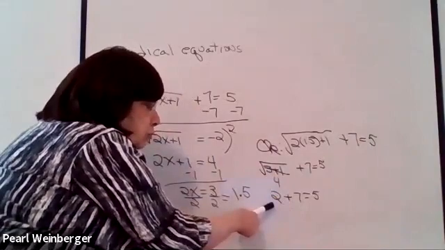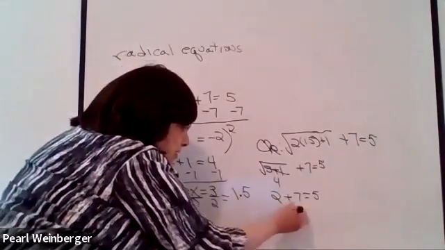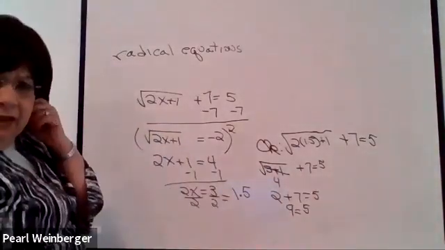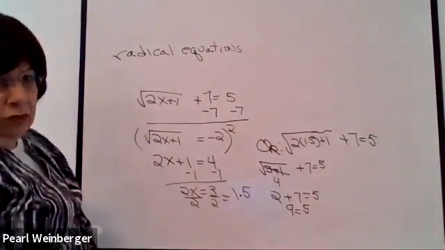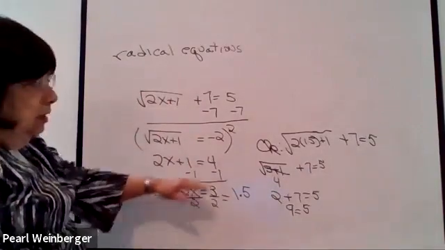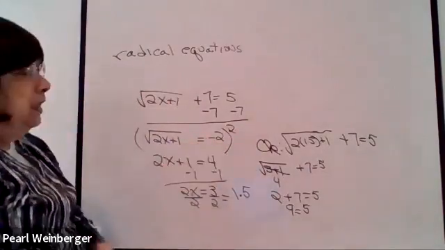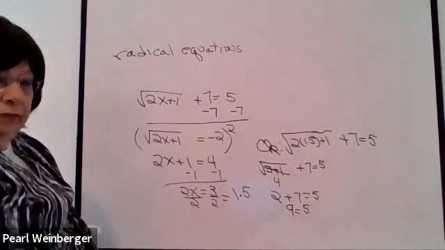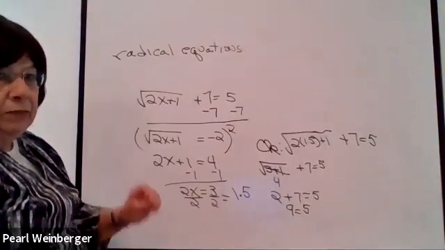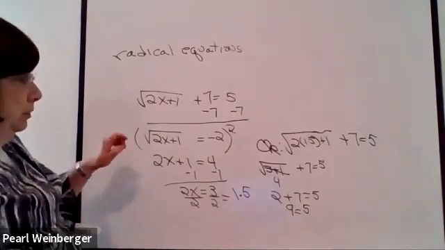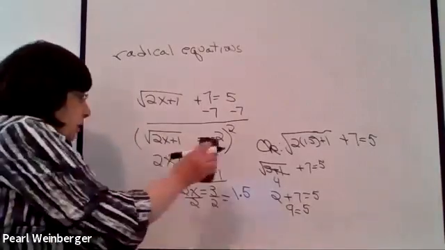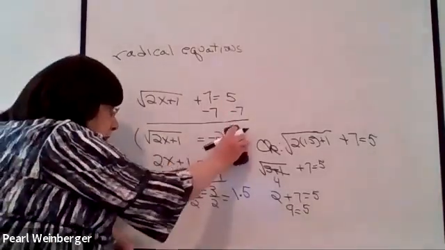Well, I know when I do 2 plus 7, I get 9. Does 9 equal 5? What happened here? Something went wrong. I did all the right steps and got the wrong answer because my answer didn't check. So let's see if we can discover where the mistake appeared. Let's go back. I'm going to go all the way back here.